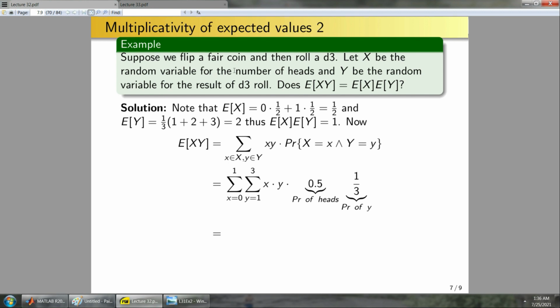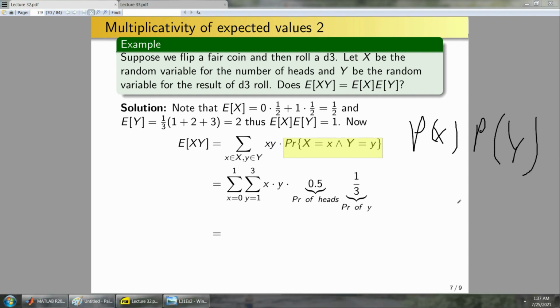So x can vary between 0 and 1, right? It's either heads or I have no heads. So here the sum would be from 0 to 1. For the second bit of the iterated sum, well, the result of a d3 could be 1, 2, or 3, so I want this sum. Then I want the product of x and y, as always. And here I'm doing two things at one time. I'm noting that the probability of x and y is simply equal to the probability of x times the probability of y. And just pretend I used curly brackets there. So the probability of getting heads, well, that's always going to be 0.5, right?